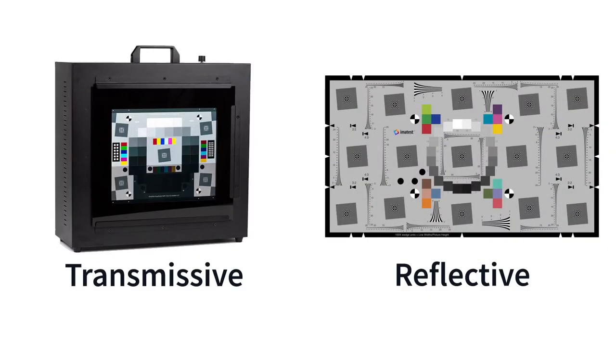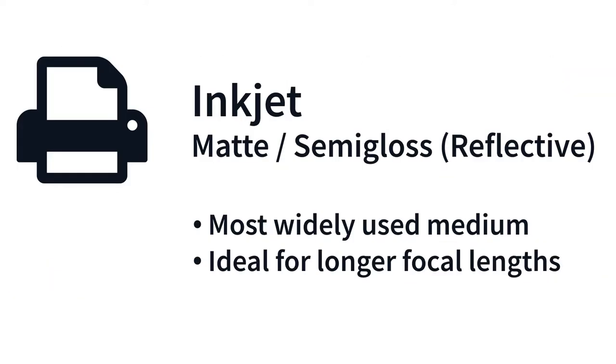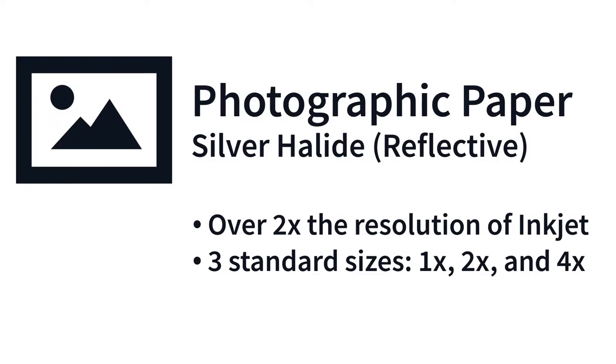Test targets are printed on either transmissive or reflective substrates. Reflective processes, such as inkjet printed on paper, are the most widely used because the size of the target is easily customized, making them ideal for testing lenses with longer focal lengths. High-resolution cameras may benefit from higher precision reflective photographic targets.